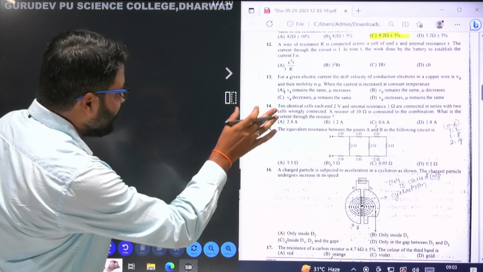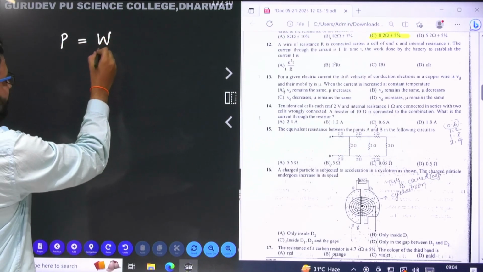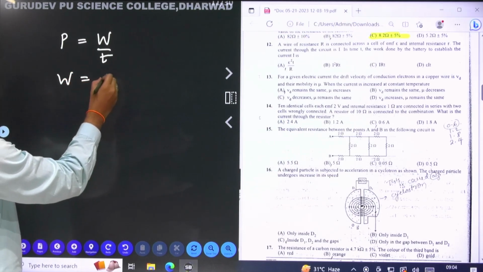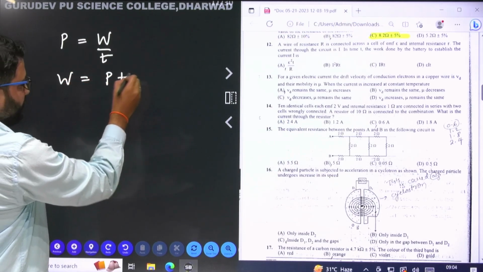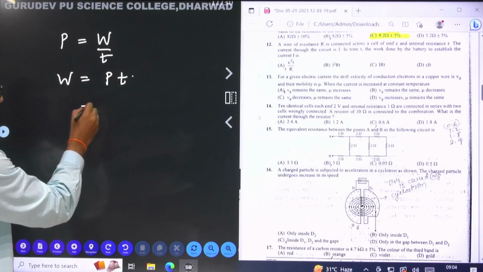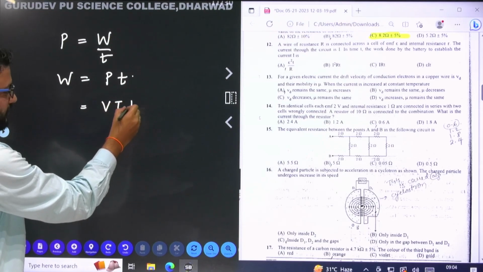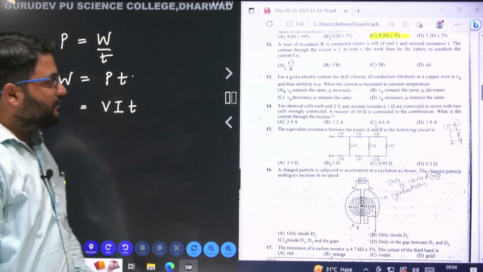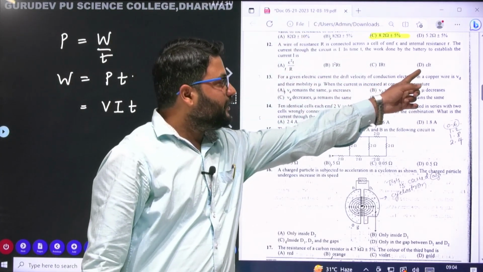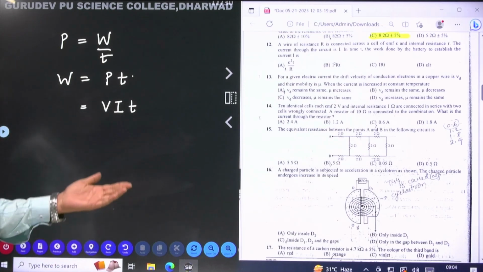They are asking me clearly work done, and I know from my concepts that power is equal to work done upon time taken. So work done according to me would be power into time. Power into time. So power can next be written as V into I into T. Most of them might have converted this V itself as EMF and have written the option as either D or else this one, or all of them are right. No, not all of them are right.